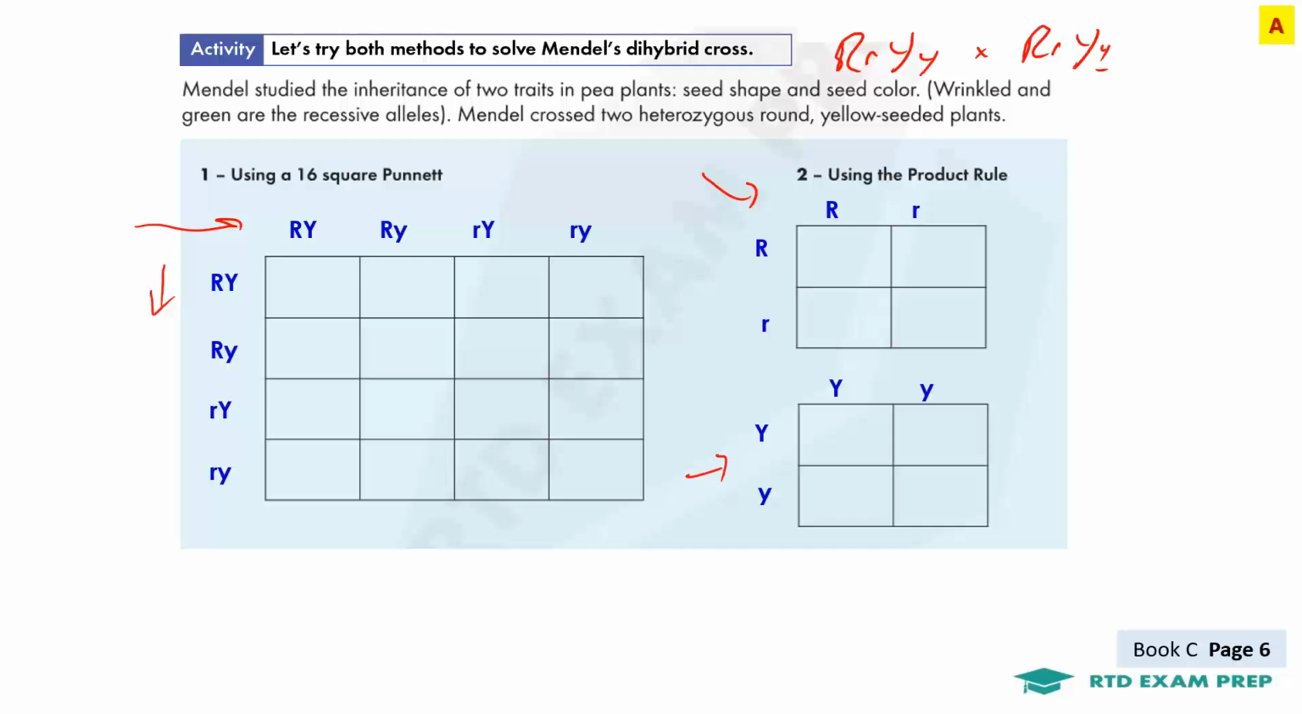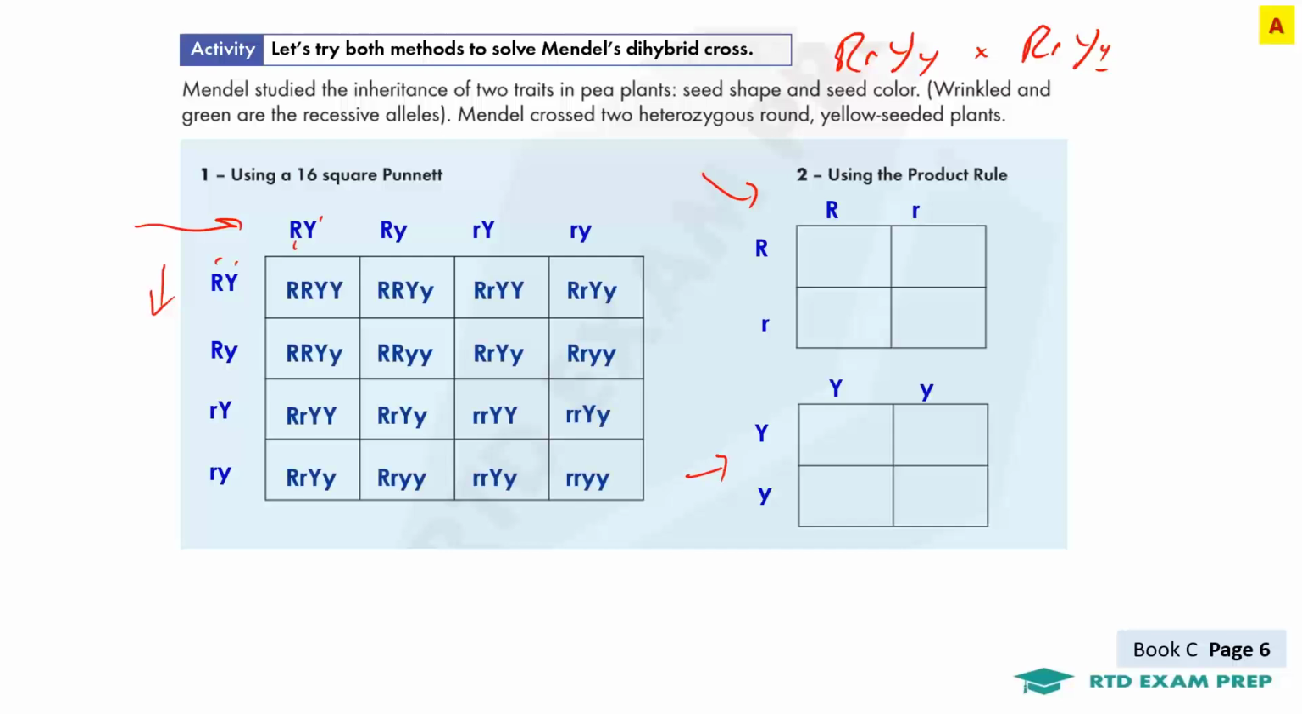The 16 squares is literally putting the R, Y, Y in the first box. You're going to go through that box and you're going to find that 9331 ratio. When we do it in the product rule, it's a bit different here. They both get the same answers. You're going to need to go round, round, round, wrinkled.